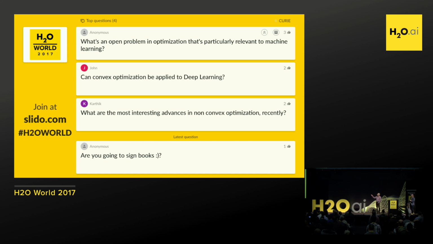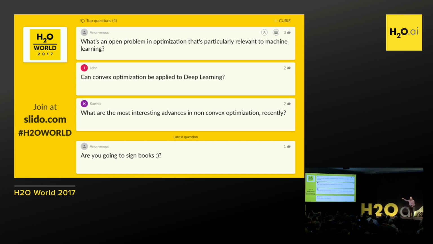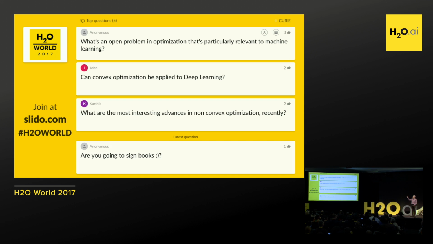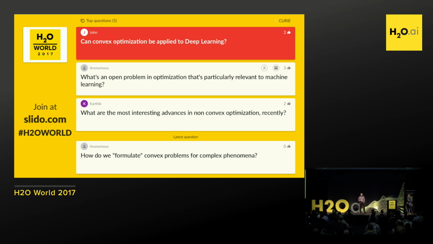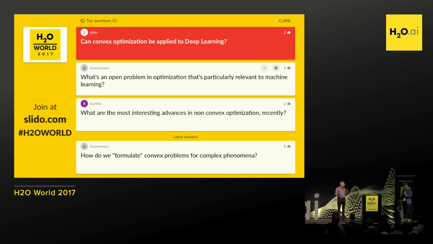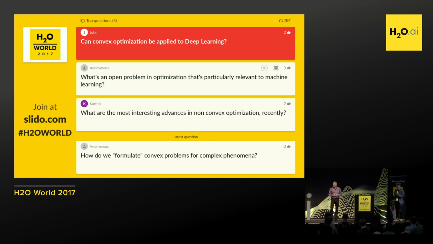Okay, so for deep learning, yes. Oh, I'm so happy because I haven't given a talk in the last few years when that question wasn't asked. Can convex optimization be applied to deep learning? As far as I know, no. So it's great. No, no. Every now and then people claim it can be or something like that, but generally no.